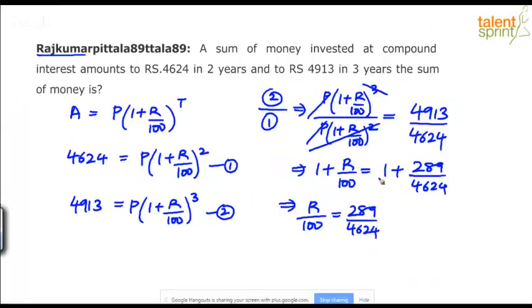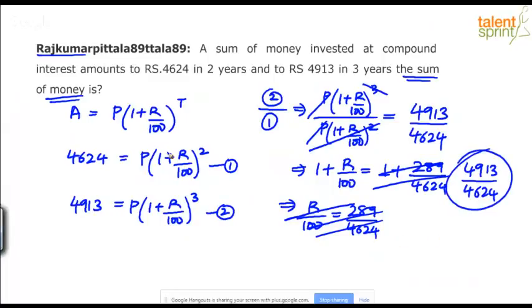What is he asking us to find out? The sum of money. The sum of money means principal. So basically R by 100 is known. Substitute R by 100 in one of the equations and find out the sum of money. Or you need not even split it. I think we have wasted our time by splitting it. That is not needed. Let's not do this. I thought R is needed. R is not needed. P is needed, right? So let's say 1 plus R by 100 here is equal to 4913 divided by 4624.